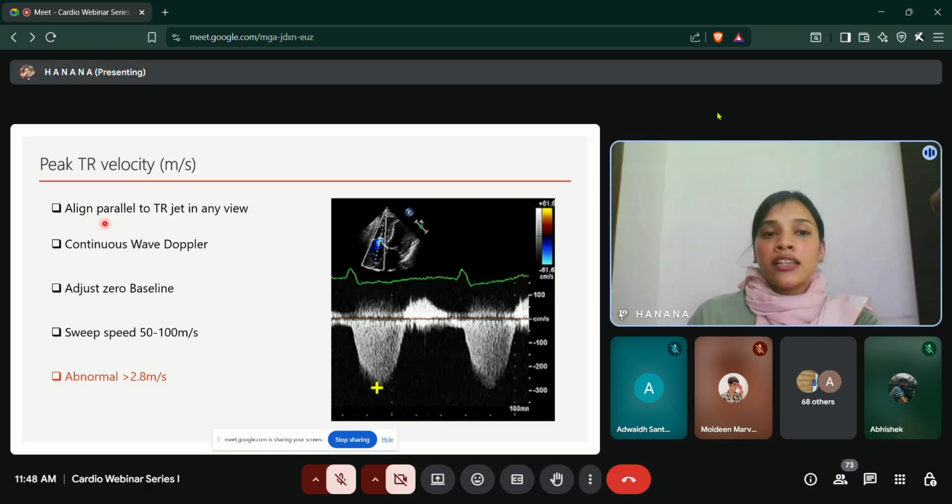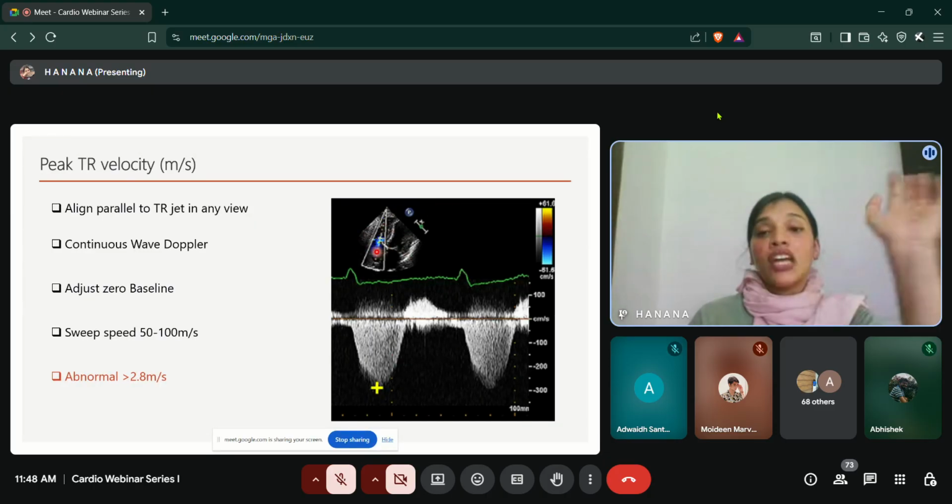Align parallel to the TR jet in any view. We can see the tricuspid valve in the parasternal long axis RVOT inflow view, the RV inflow view, and we can see it in the aortic short axis view, or also in the apical four chamber view.